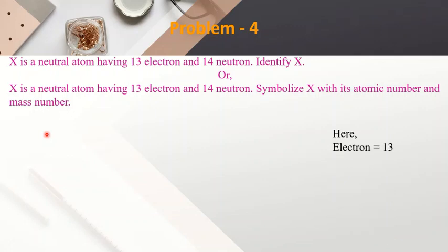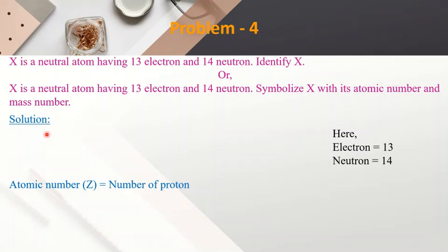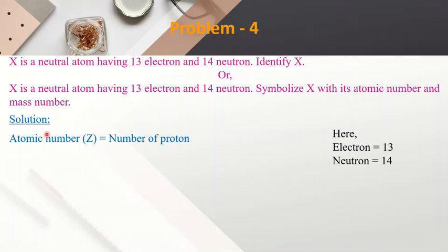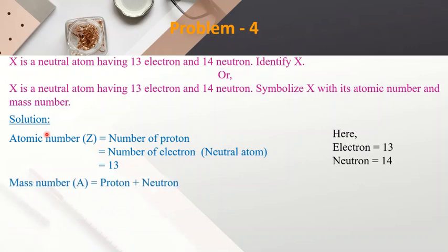So here there is given electron 13 and neutron 14. Here atomic number is the number of proton. So here X is neutral, so number of electron is also 13. So atomic number equals 13. And mass number is proton plus neutron, 13 proton and 14 neutron. So mass number equals 27.